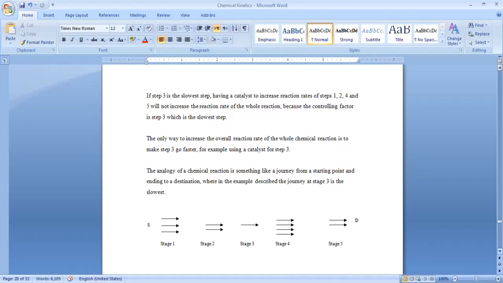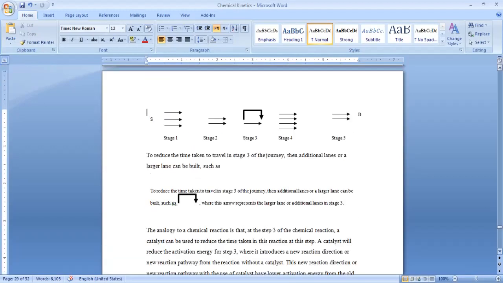It has the same analogy as a series of chemical reactions, because now we are measuring the time taken for reactant A plus B to give us the full product formation. So now remember that the rate determining step is the slowest step, and that step controls the overall rate of the whole reaction. Okay. So for example, let's say stage number 3 is the slowest step.